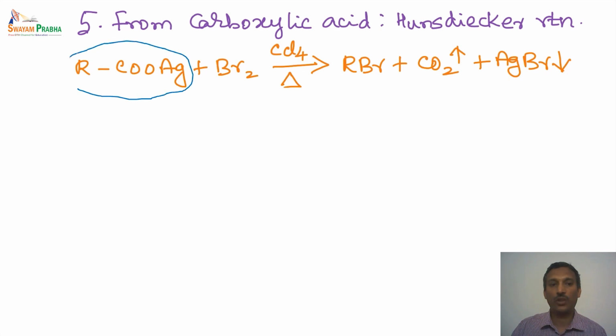The silver salt of the carboxylic acid is treated with bromine in the presence of a solvent, which is here carbon tetrachloride, and the reaction is heated to give the alkyl bromide. Carbon dioxide is liberated in this reaction and silver bromide is precipitated. So this is the overall reaction. The silver salt of carboxylic acid is converted into alkyl bromide in a single step.